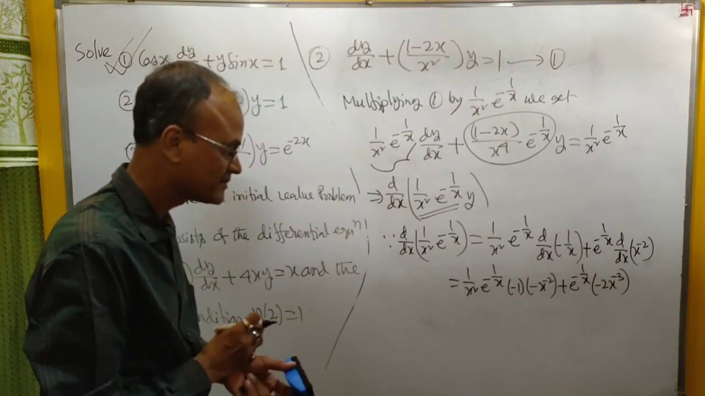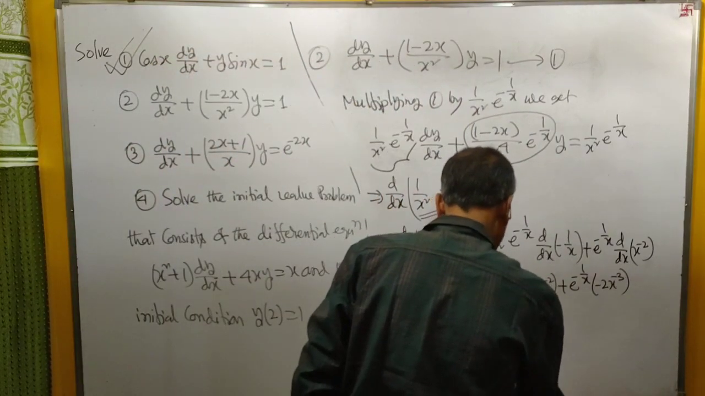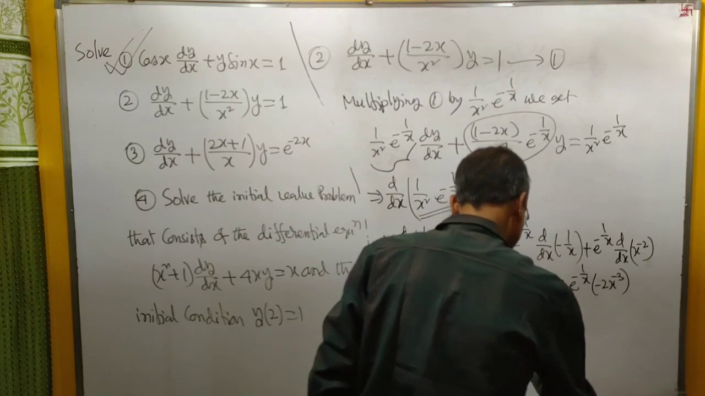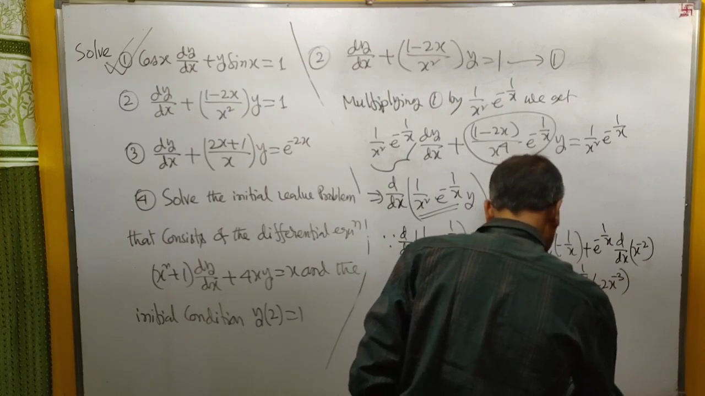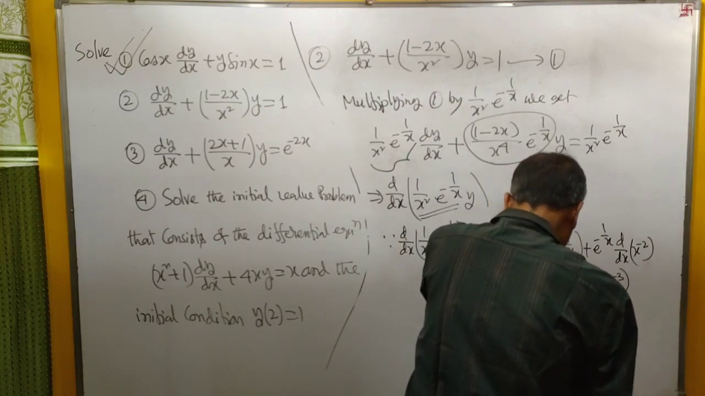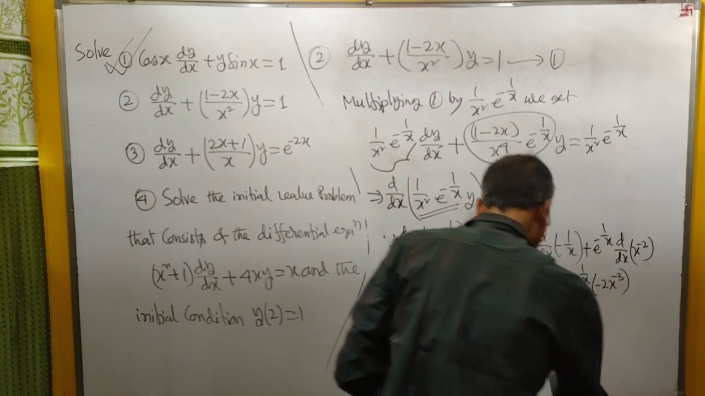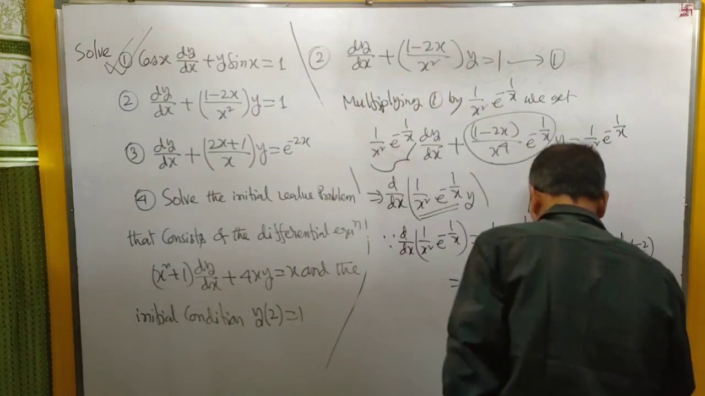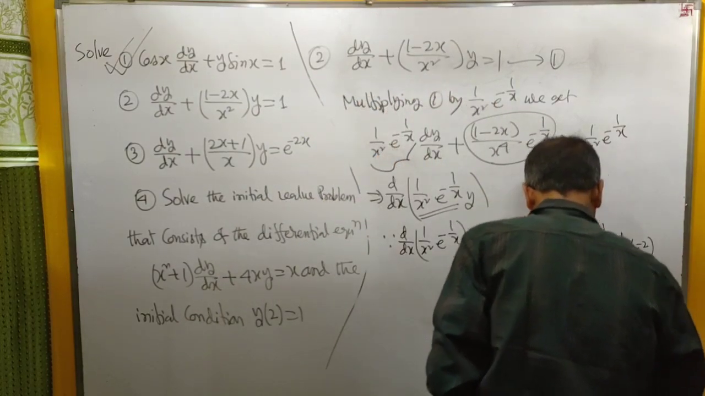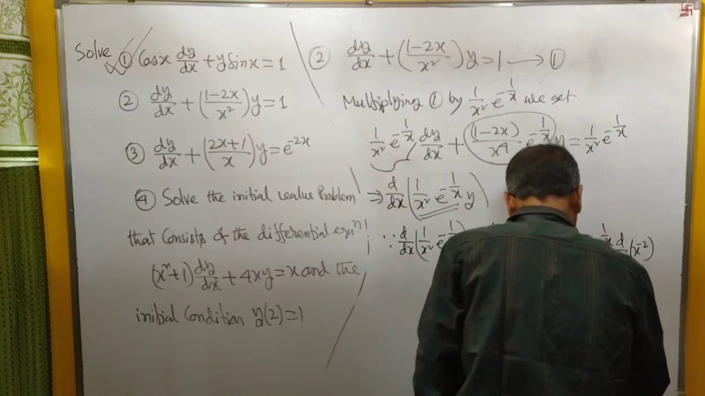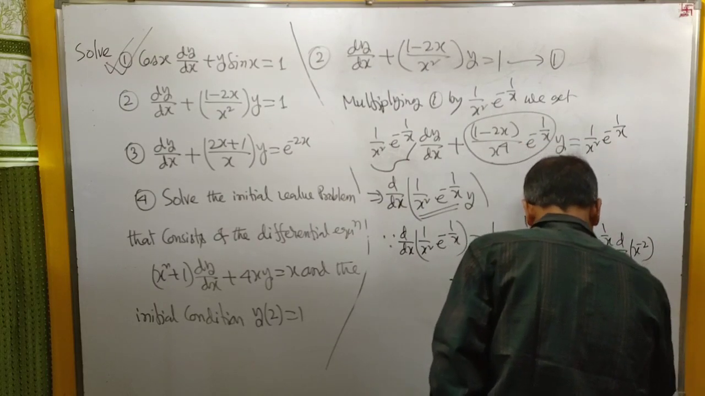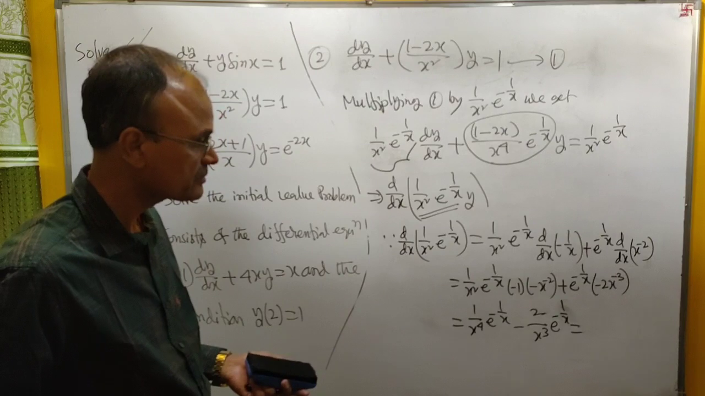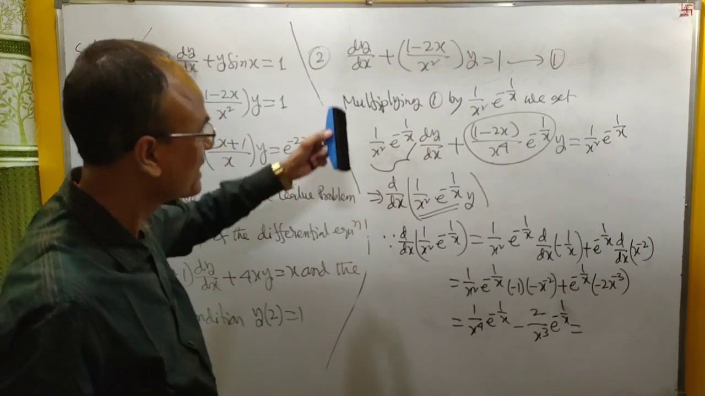You will get this. This is equal to 1 by x to the power 4 e to the power minus 1 by x minus 2 divided by x cube, because 2 x to the power minus 3 means 2 by x cube, into e to the power minus 1 by x.